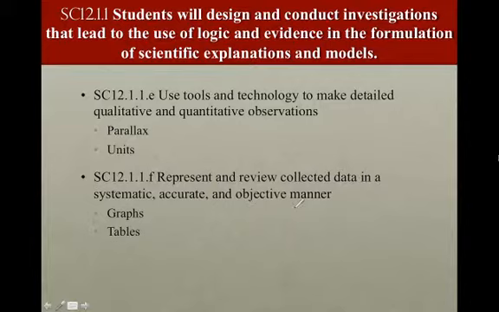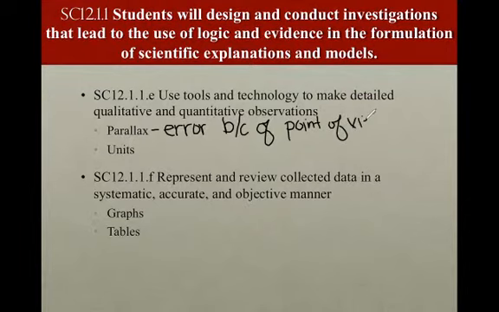Parallax. You guys remember from the beginning of the year we talked about parallax. It is error because of a point of view. Example in lab that we do, if you have a liquid in a graduated cylinder, you need to look at it at eye level, because if you are standing above it, the measurement that you would take would be different than at eye level, right?